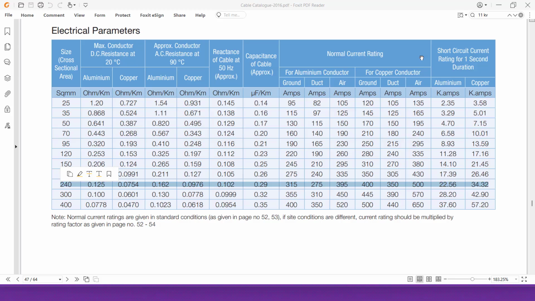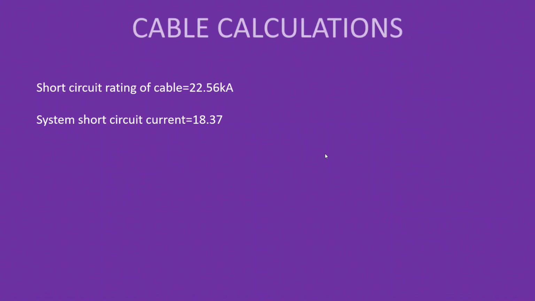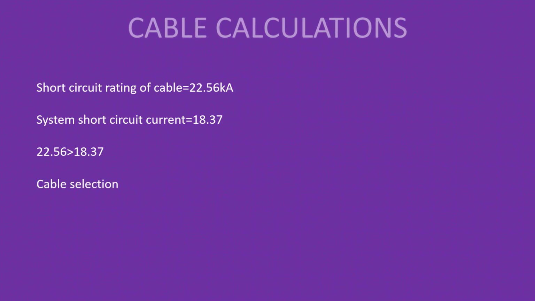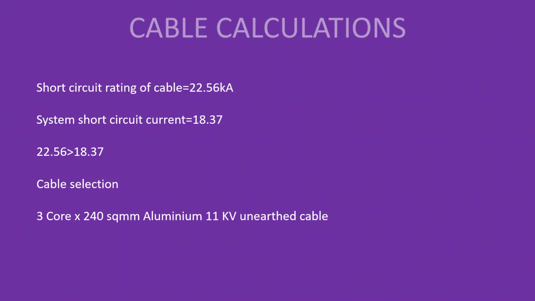If you go back to the cable catalog, you can see the short circuit current rating for 1 second duration for 240 square mm cable is 22.56. The maximum short circuit capacity of the cable is 22.56. What is the system short circuit capacity? We found it as 18.37. This 22.56, the short circuit current rating of the cable, is greater than the system short circuit current, 18.37. So in this scenario also, our cable selection, 3-core 240 square mm aluminium 11 kV unearthed cable, is valid.